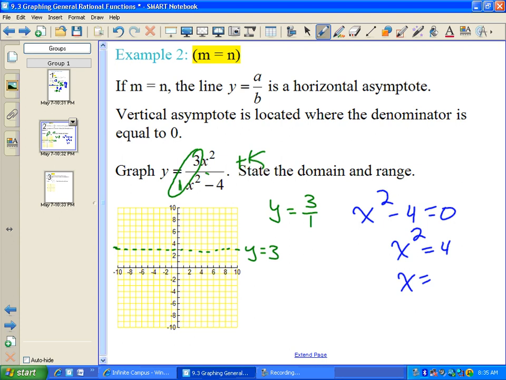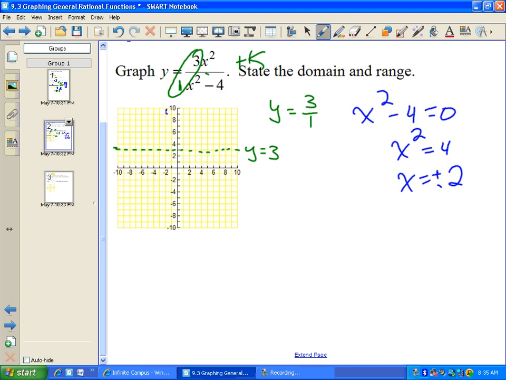See, he says 2, and he's right, because 2 times 2 is 4. But what's the other answer? It needs to be plus or minus, because negative 2 is also an answer, which tells me that for this particular problem, I actually have not 1, but 2 vertical asymptotes. One at x equals 2, and one at x equals negative 2.